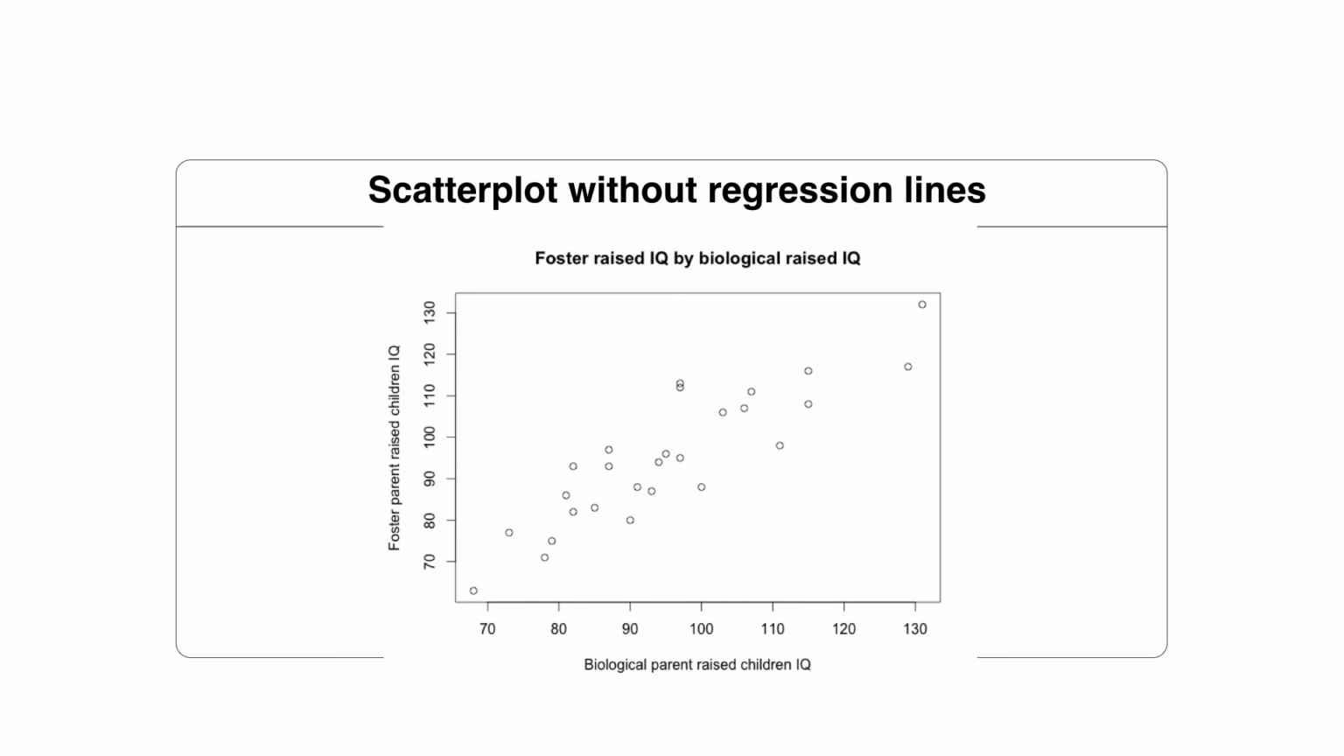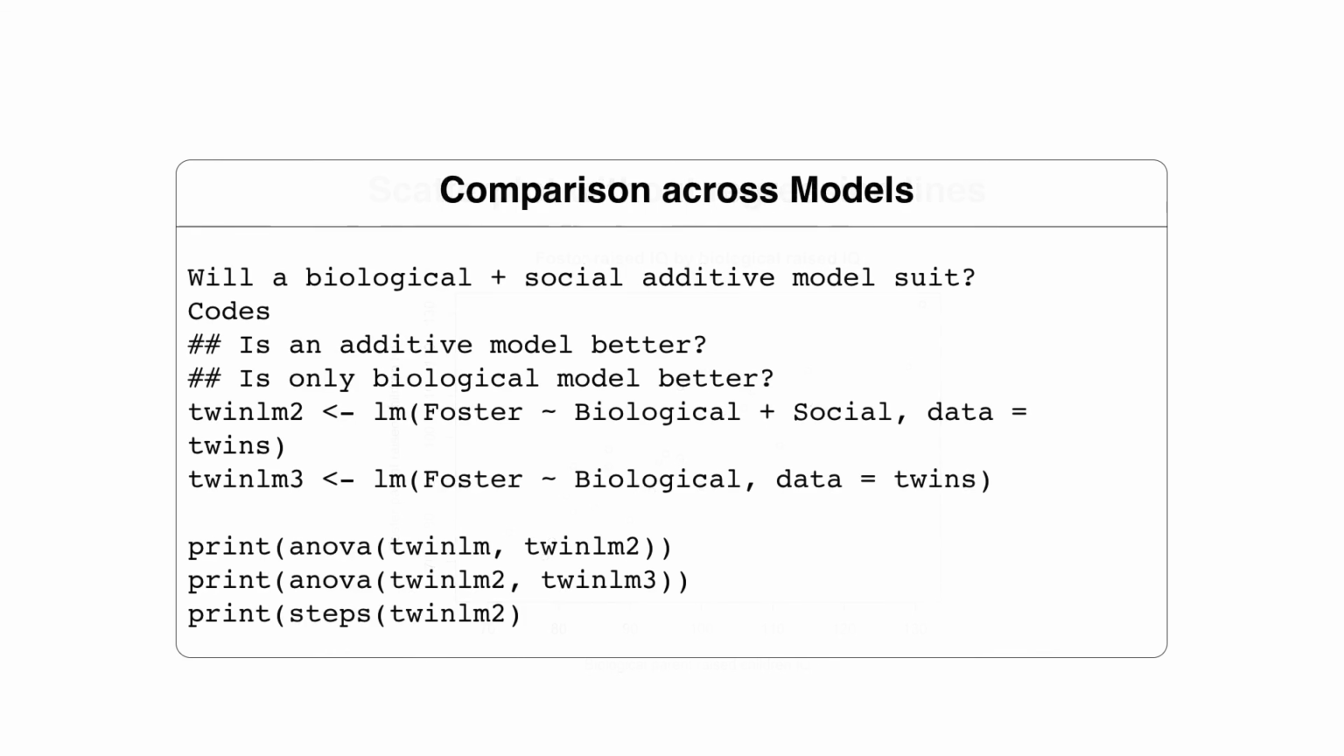But what we are now interested in is to see whether a linear model fits better or whether an interaction model fits better. So what is a linear model? The linear model is just a sum of the biological and social, and the interaction model is biological, social plus the interaction. And we make these comparisons by using the ANOVA, twin LM, twin LM2, followed by the steps.